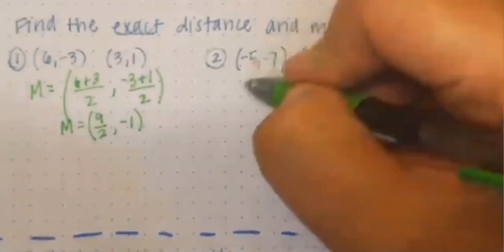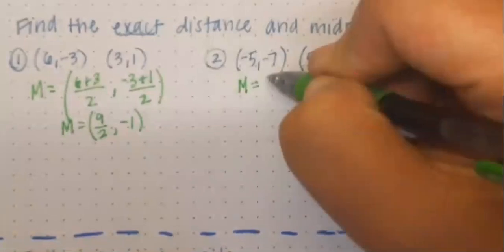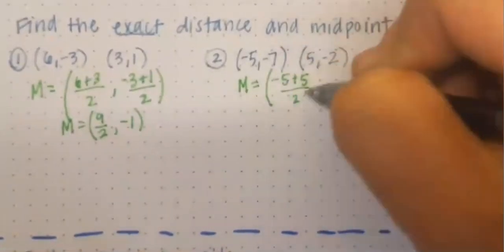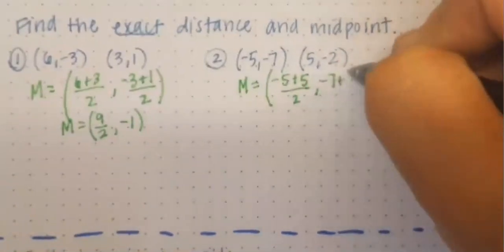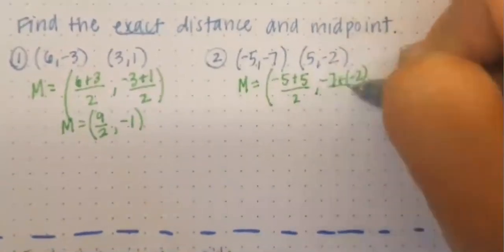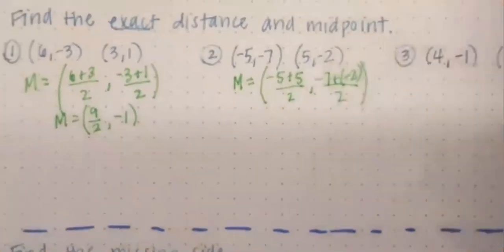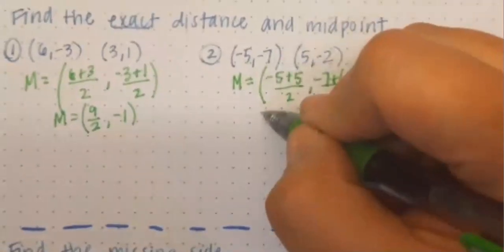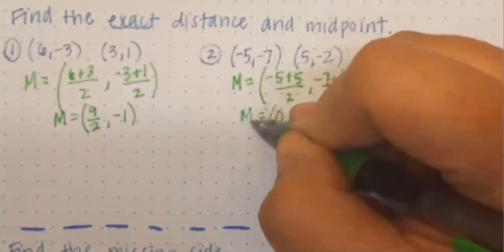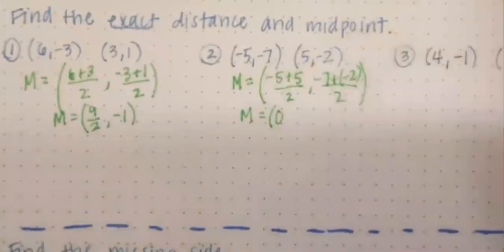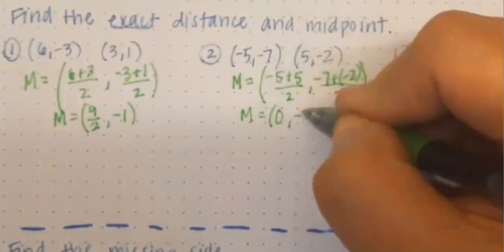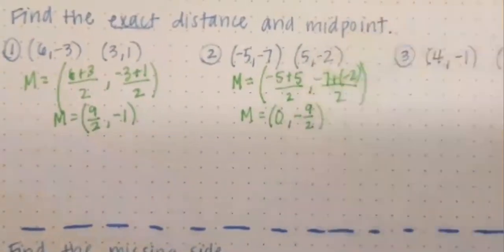I'm going to do that again over here for number 2, and just do our midpoints all the way across. So I have -5 plus 5 over 2, -7 plus -2 over 2. -5 plus 5 is 0, and then 0 divided by anything is 0. -7 plus -2, that's -7 minus 2, so that's -9 over 2. And again, I can't simplify that, so I'm just going to leave it. If you wanted to, you could put that as 4.5.